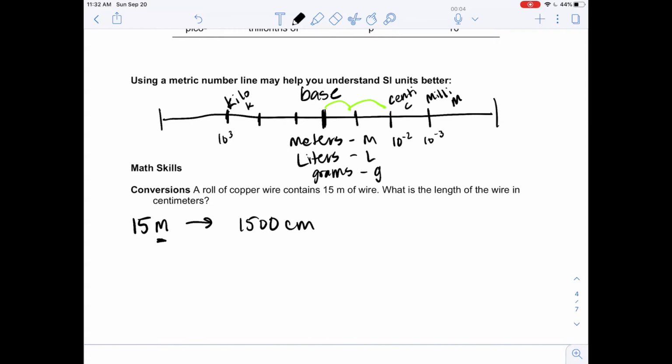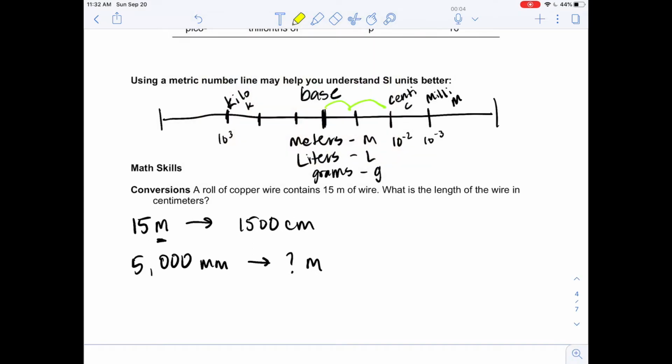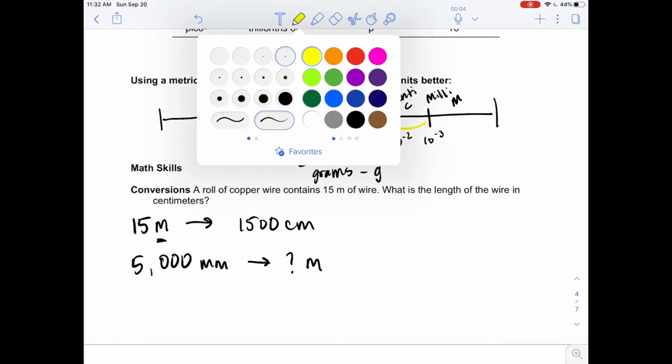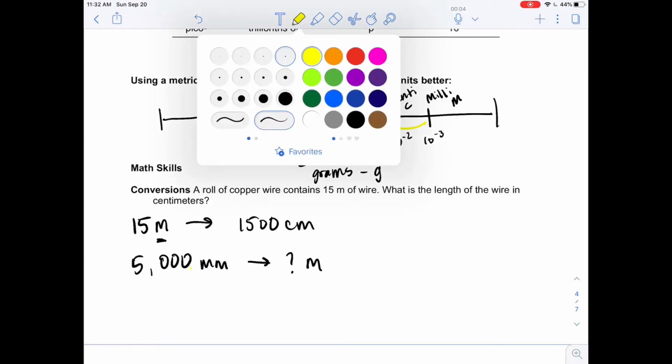Okay, and you can move to the left too. If I said I wanted you to convert, let's say, 5,000 millimeters, and I want to know how many meters that is, you can do the same thing. You're just going to move in the other direction this time. You're going to start at millimeters. That's a little m. Go 1, 2, 3 spots to the left. So take your decimal point, which is right here, and move it 3 spots left.